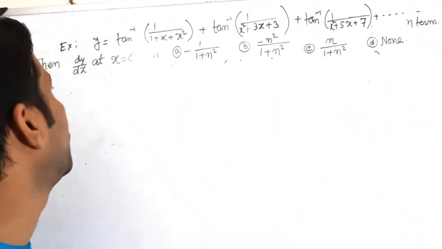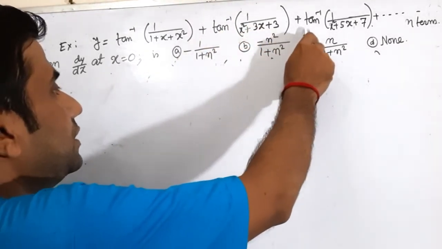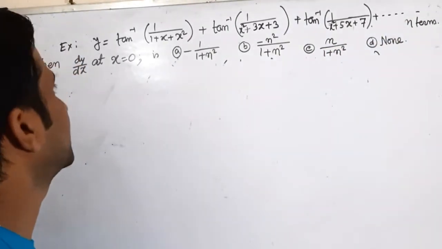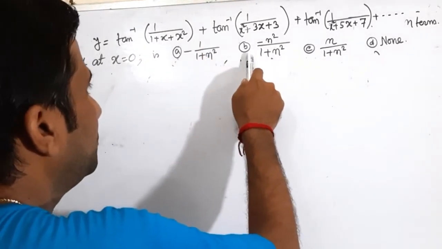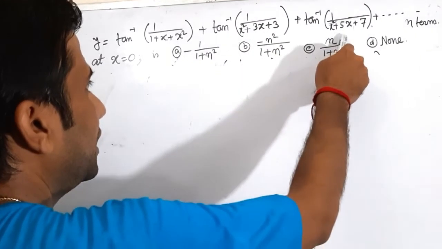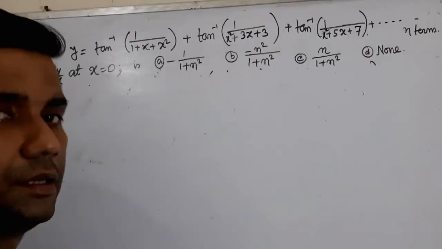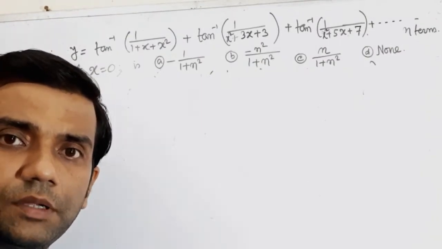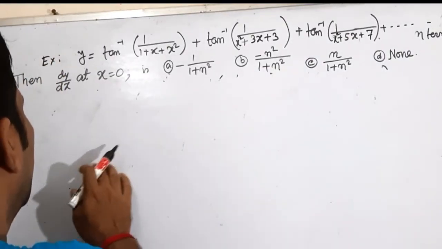Next, the equation is y is equal to tan inverse 1 by 1 plus x square, plus tan inverse 1 by x square plus 3x plus 3, plus tan inverse 1 by x square plus 5x plus 7, plus ... n terms. Then dy/dx at x equal to 0 is: a, minus 1 by 1 plus n square; b, minus n square by 1 plus n square; c, n by 1 plus n square; d, none. This is a very challenging problem. Now, how do I solve it? Take a look.